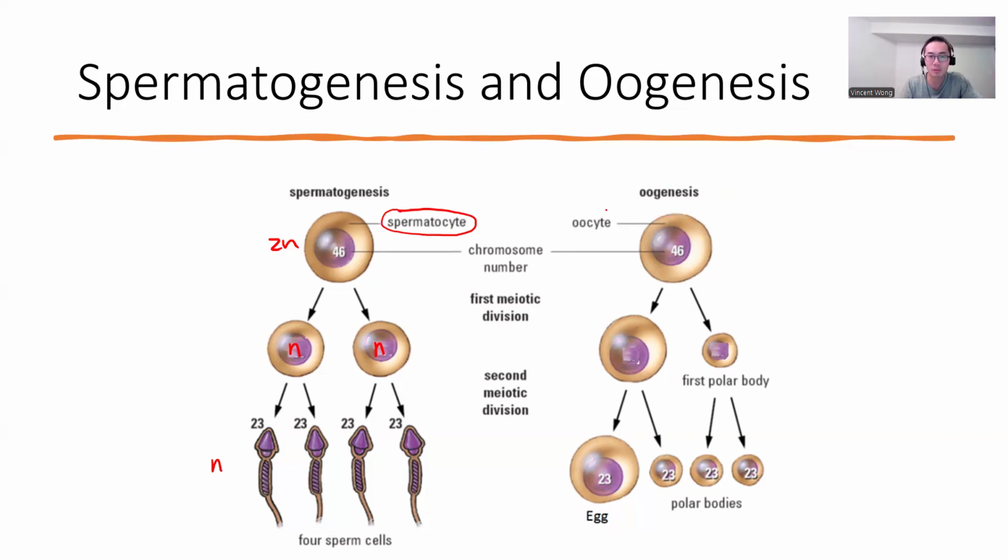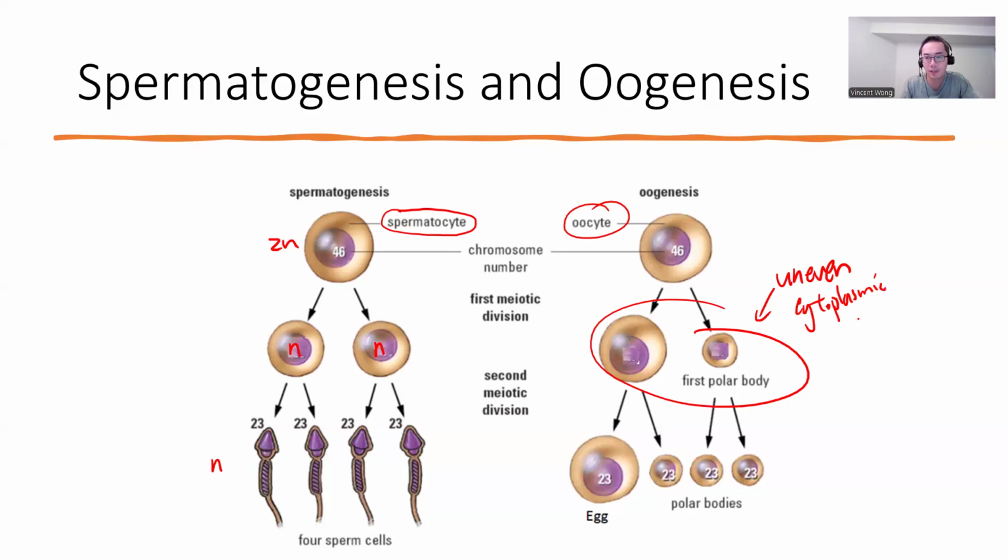Now let's take a look at oogenesis. Okay, so in oogenesis, we begin with an oocyte, which is the female version of a germ cell. And in the ovaries, the oocyte will divide, but this is uneven cytoplasmic division.